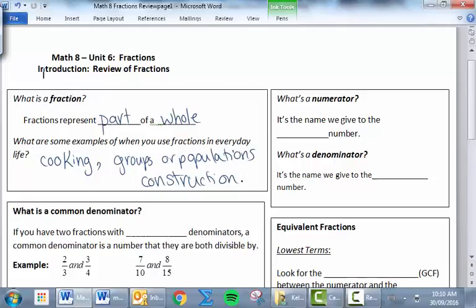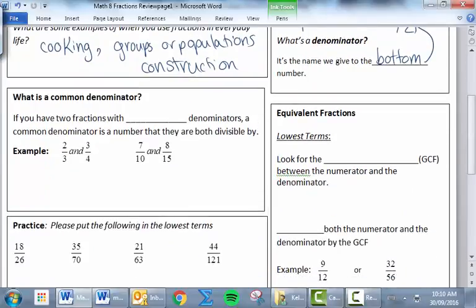So you need to know some terminology with it. When we say what's a numerator, that's the number we give to the top number of the fraction. So something like 7 over 12. The numerator is the 7. The denominator then is the bottom, so it would be the 12 in that example.